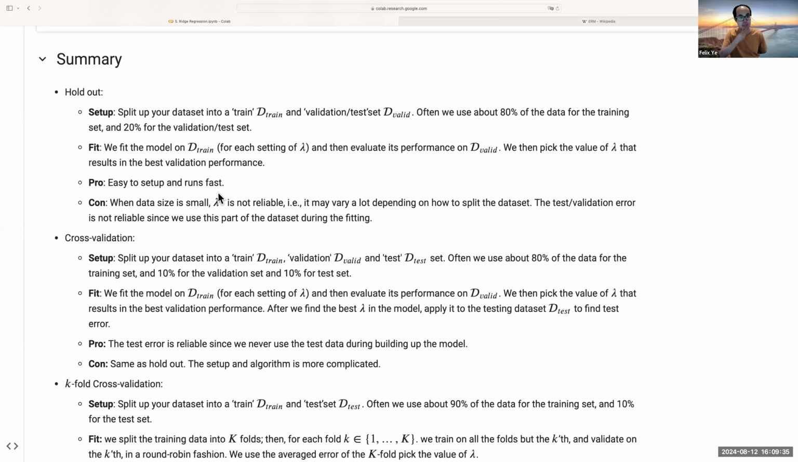But the problem is when the data size is small, lambda won't be reliable. It might vary a lot, depending on how you split the data set. Then this testing error or validation error will not be reliable, since we are actually using part of the data set during fitting. So this should give you some guidance, but that doesn't mean you are getting the true testing error. This is something you have to keep in mind.